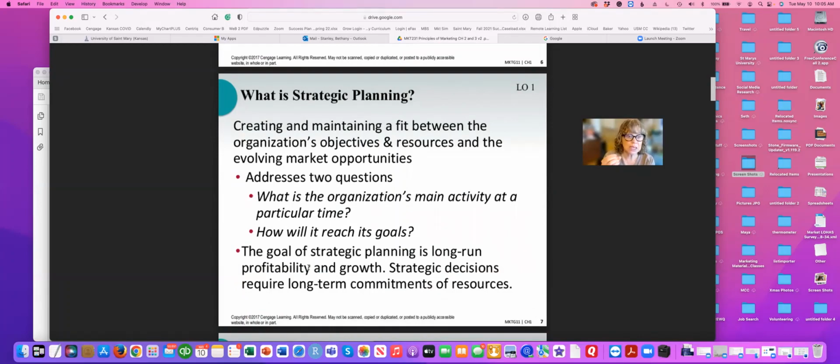The strategic plan is taking those objectives and evolving marketing opportunities and addressing these two questions. What's the organization's main activity at that particular time, and how is it going to reach its goals? And how can we as marketers work that to our advantage? Now, sometimes we don't know what the organization's main objectives are, and that is actually a real problem sometimes. But the goal is to come up with a long-term plan that everybody agrees on, and then they commit the resources to making sure it's going to happen.